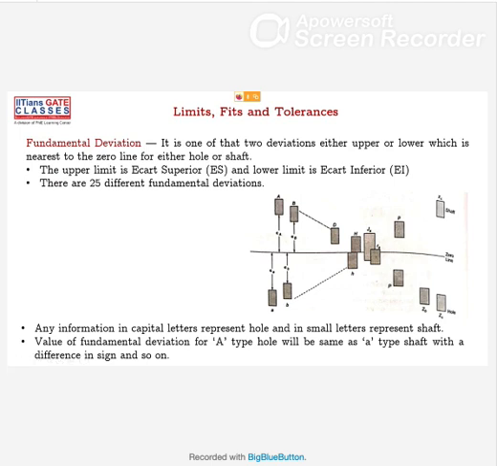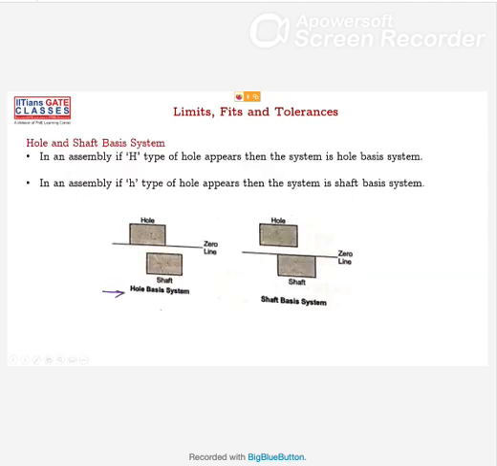Here what we are discussing is fundamental deviation. Already I've told you what the fundamental deviation is. Let's discuss the fundamental deviation again here. It is one of the two deviations, either upper or lower, which is nearest to the zero line for the hole or shaft. So upper or lower, it doesn't matter, whichever is nearer. Here the fundamental deviation is this. Here the fundamental deviation is this. Whichever line of the shaft is near to the zero line, that is the fundamental deviation. Whichever hole line is near to the zero line, that is called fundamental deviation.